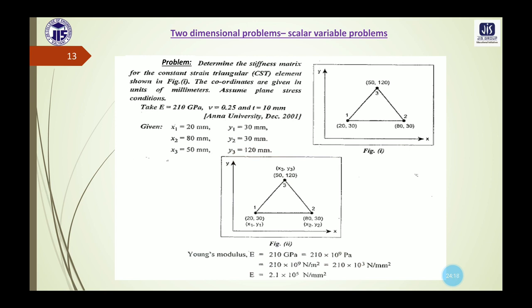So let us first write what is given here. Corresponding to node 1, we have x1 equals 20, y1 equals 30 millimeter. Corresponding to node 2, we have x2 equals 80 millimeter, y2 equals 30 millimeter. And corresponding to node 3, we have x3 equals 50 millimeter and y3 equals 120 millimeter.